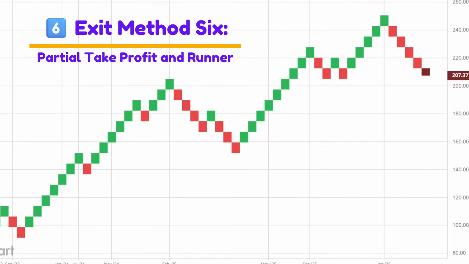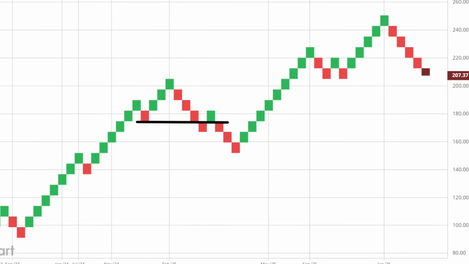Exit method 6, partial take profit and runner. This is a hybrid approach. You take partial profits at a predefined level, maybe at 2 times your risk, and let the remaining position continue with a trailing stop. This reduces emotional pressure. You've already locked in gains, but you still participate if a large trend develops. For many traders, this solves the internal conflict between exiting too early and holding too long.